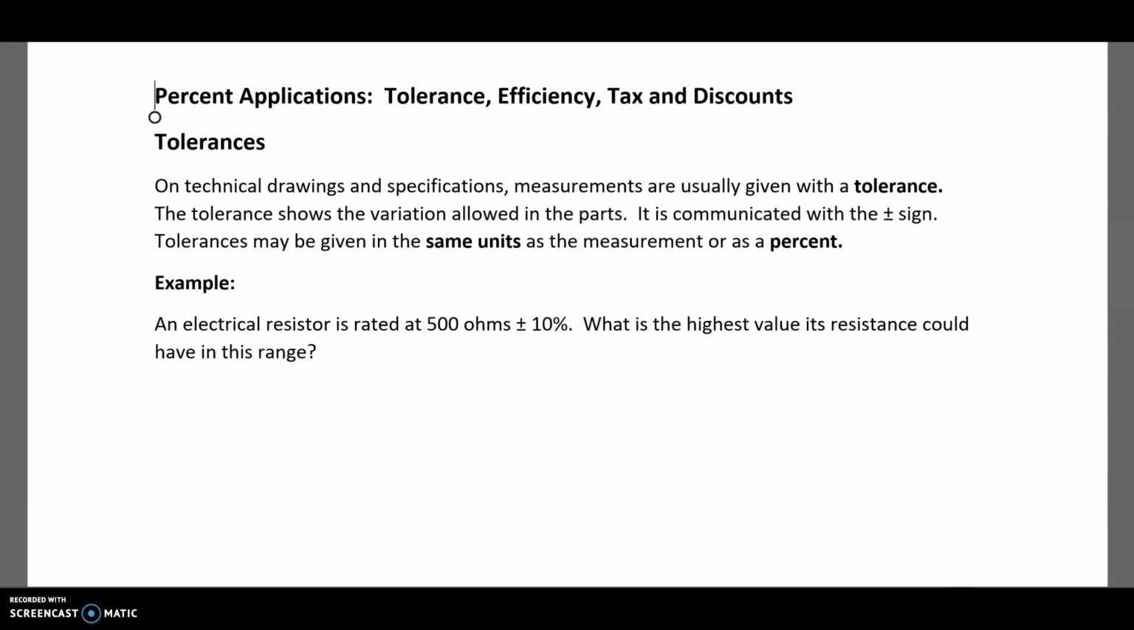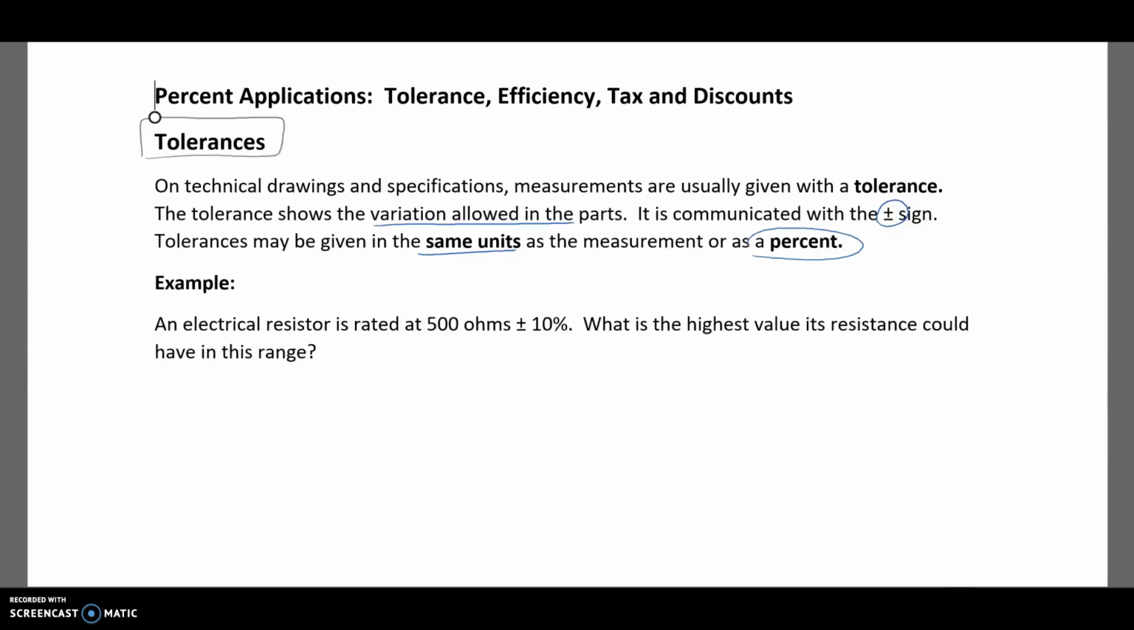Let's look now at a few examples where you'll often see percent calculations. The first example is when calculating tolerances. On technical drawings and specifications, measurements are often given with a tolerance that recognizes that not every part will be exactly the same dimensions. The tolerance shows the allowed variation in those parts, and is communicated with the plus or minus sign. The tolerance values may be given in the same units as the measurement, which means we can simply add or subtract that value, but often they'll be given as a percent.